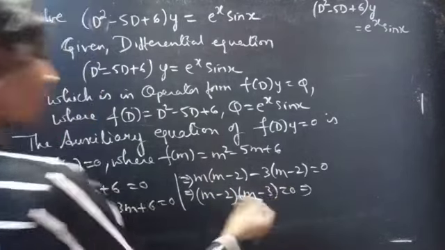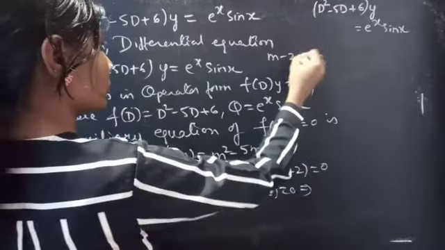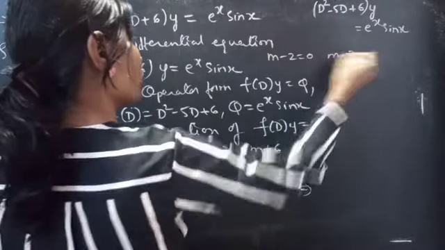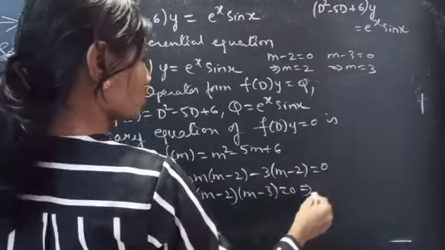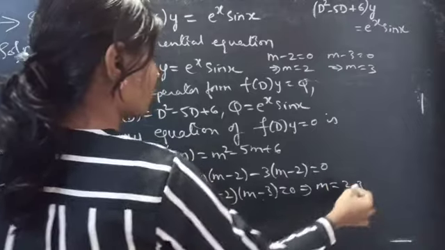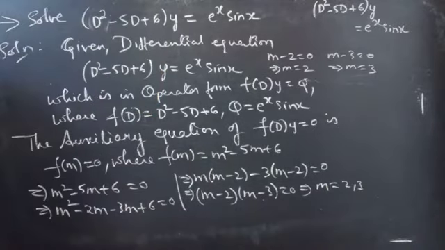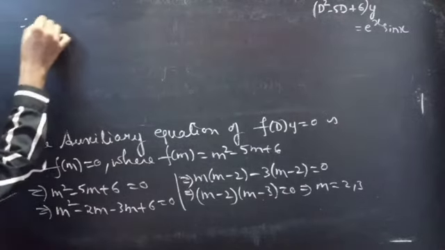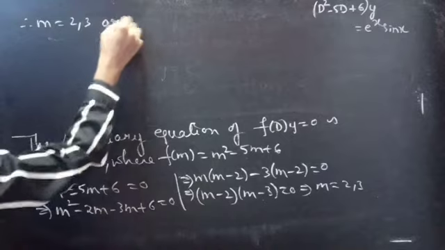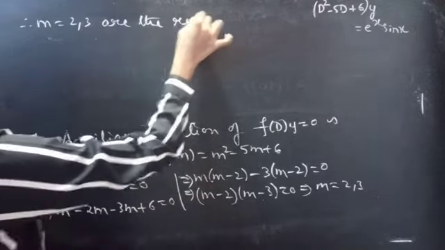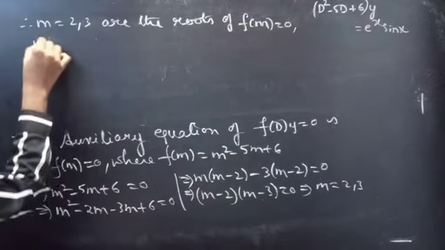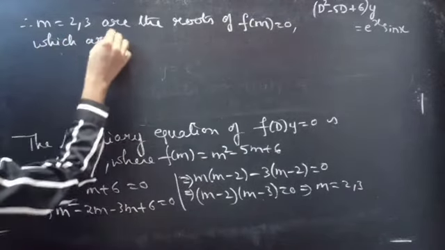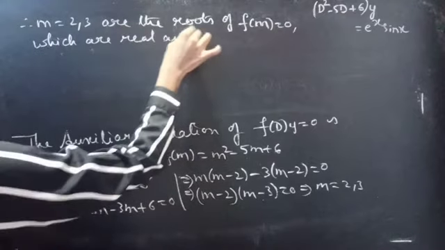Now equate each factor to 0. From m - 2 = 0, we'll get m = 2. From m - 3 = 0, we'll get m = 3. So we'll get m = 2 and 3, which are real and distinct, or real and different roots. Therefore, m = 2, 3 are the roots of F(m) = 0, which are real and distinct.